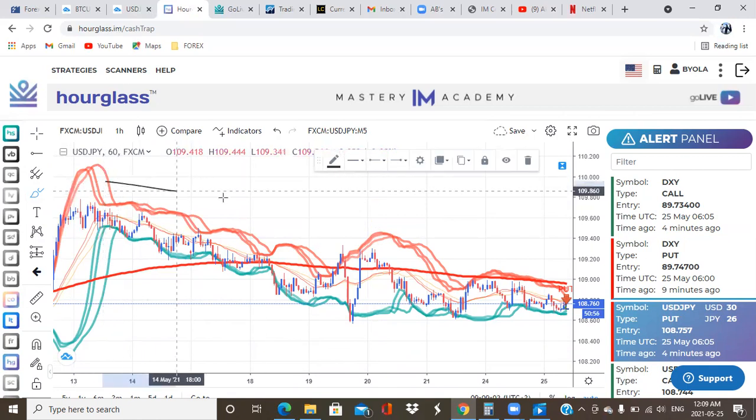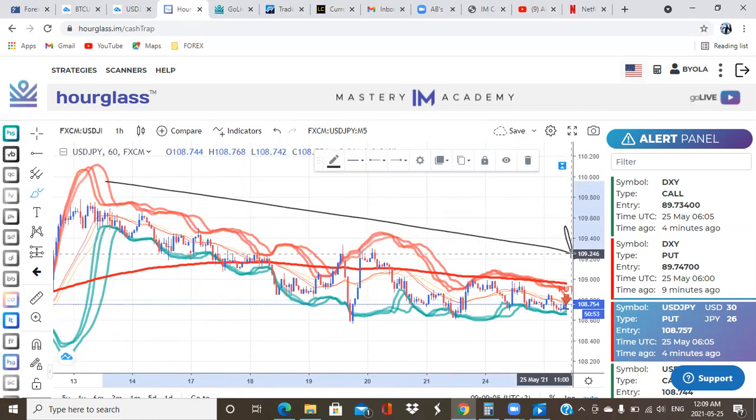you can see that USD JPY has been on a downtrend on the hourly.